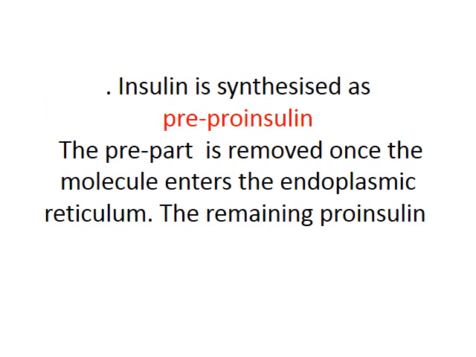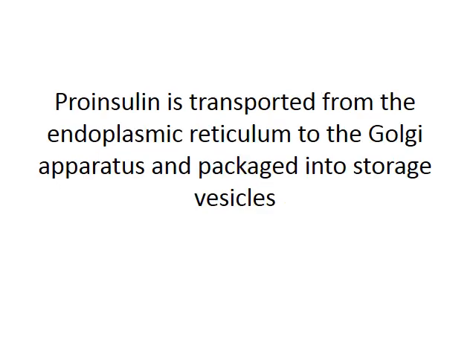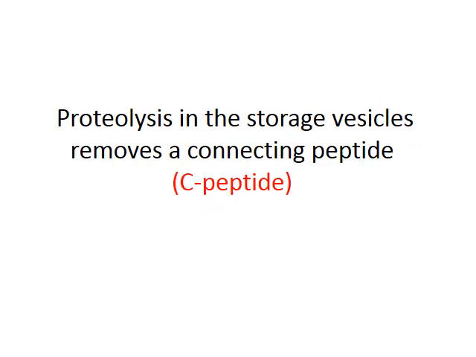Insulin is synthesized as pre-proinsulin. The pre part is removed once the molecule enters the endoplasmic reticulum, and the remaining molecule is proinsulin. Proinsulin is transported from the endoplasmic reticulum to the Golgi apparatus and packaged into storage vesicles. Proteolysis in the storage vesicle removes the connecting peptide, which is the C-peptide.